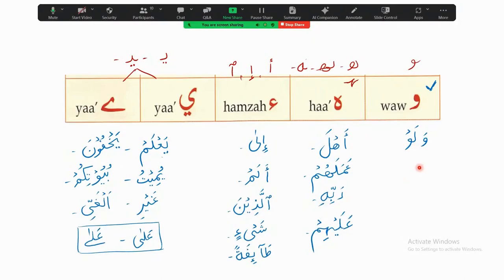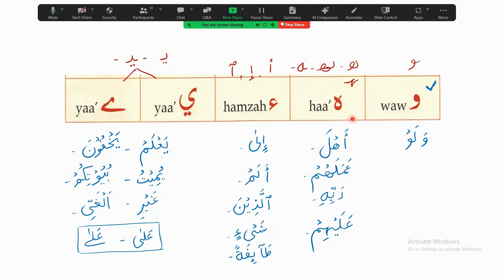So the example here is both with regards to when waw comes at the start of any word or at the end here. So "walau", you can easily see that this is the waw letter here. The next letter here is the ha letter.